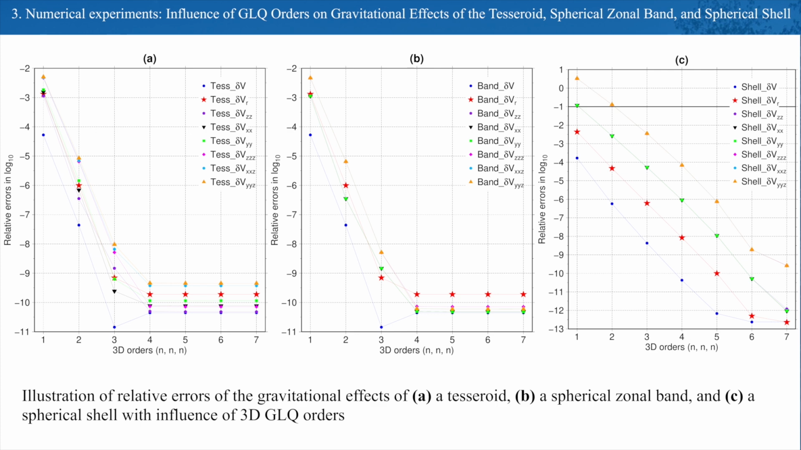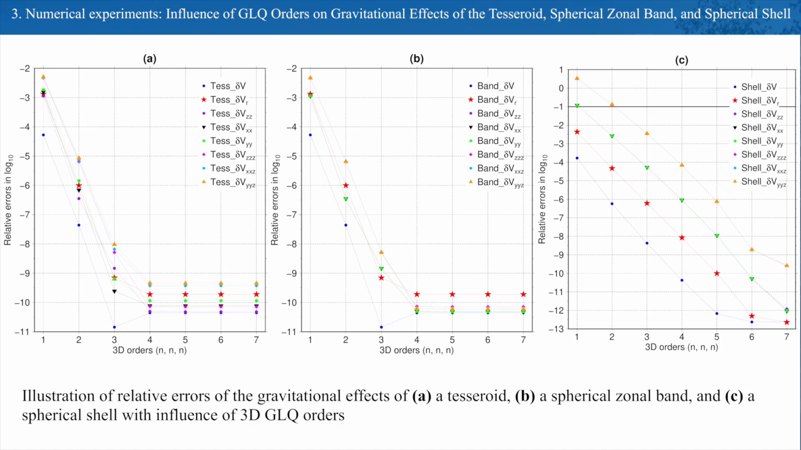The first experiment is the influence of GLQ orders on the gravitational effects of the tesseroid, spherical zonal band, and spherical shell. The relative errors of the gravitational effects of A, a tesseroid, B, a spherical zonal band, and C, a spherical shell are presented. The x-axis means the GLQ orders, and the y-axis means the relative errors in log10 scale.